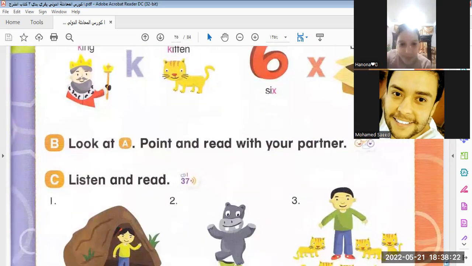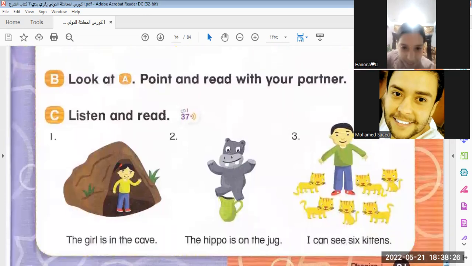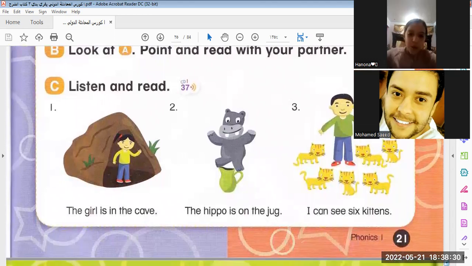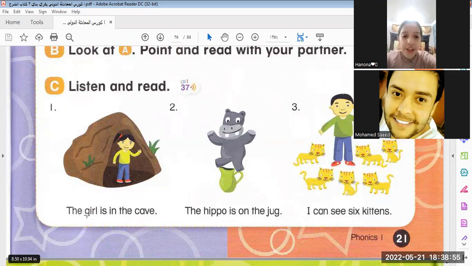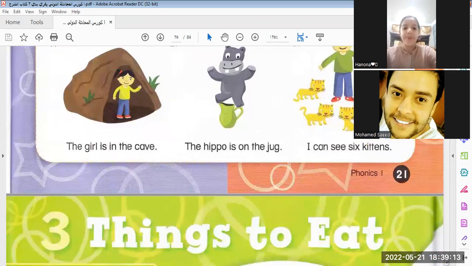Look, point, and read with your partner. Listen and read. Can you, Hannah, read these sentences? Okay. The girl is in that cave. Hannah, I can't see you. Now clear. Don't close it with your mobile because that makes the screen dark. Number one. The girl is in that cave. Amazing. Number two. The hippo is on the jug. Amazing. Number three. I can see six kittens. Amazing. Okay, Hannah.